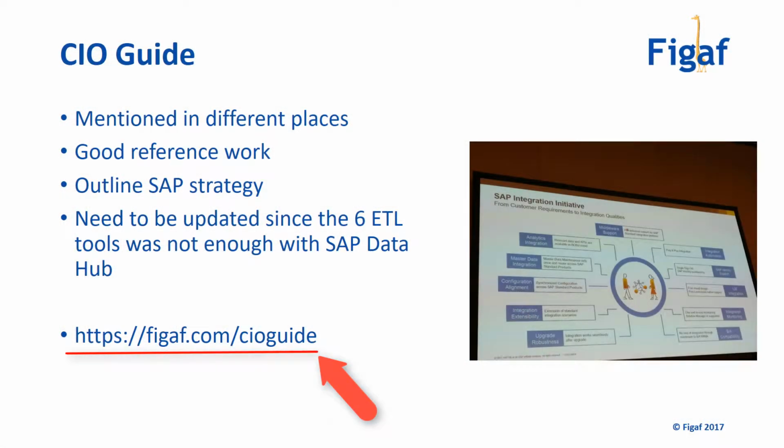It's a good reference work. I don't think that a CIO would read it, but integration managers definitely should read it, because it gives some of the input about what you should put into your strategy, because this is SAP strategy. And obviously SAP has a lot of products coming out all the time, so this means that for ETL tools, I think there were 6 different in the guide, and now they need to add a 7th one, which is SAP Data Hub, which also is an ETL tool. You can find the guide at the link below.